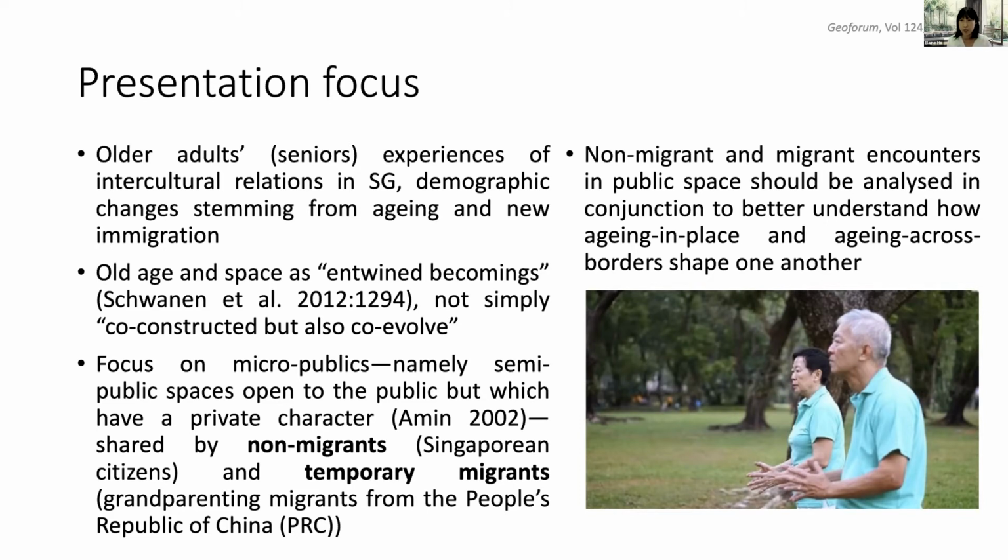Our key argument here is that non-migrant and migrant encounters in public space should be analyzed in conjunction to better understand how aging in place and what we call aging across borders shape one another. In the literature, there has been a lot of emphasis on aging in place, and this applies mainly to Singaporean seniors who are non-migrants. But with the arrival of PRC grandparenting migrants who are aging across borders, we want to argue that their presence in public space shapes the aging experiences of Singaporean seniors too.